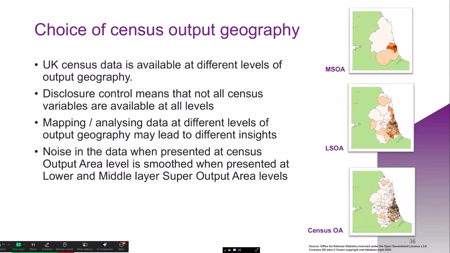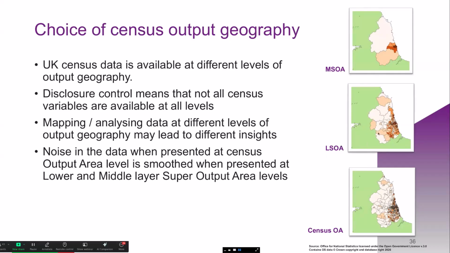So in terms of the output geography, as I said, the census data is available at different levels of output geography. In this case, we've got 3 maps down the side: census output areas, what are known as the lower layer super output areas, and middle layer super output areas. The output areas are the smallest ones, which could be a couple of hundred people. An LSOA maybe a couple of thousand people, and an MSOA will be tens of thousands of people. And so you can get the census data, depending on the disclosure control, at different levels of geography.